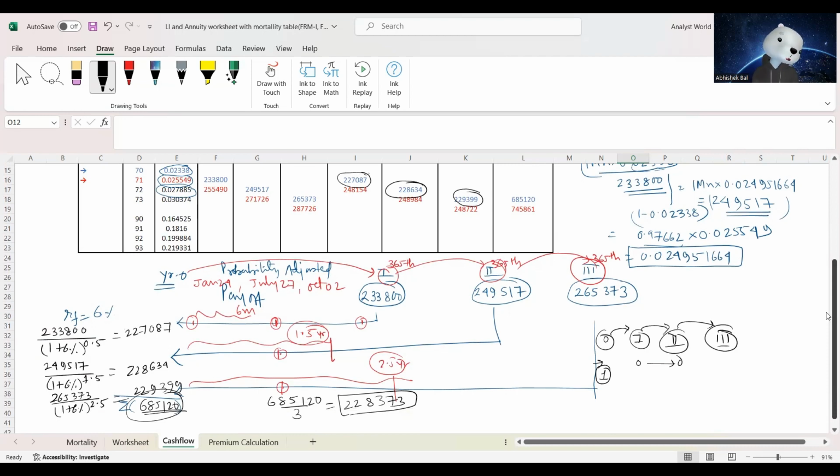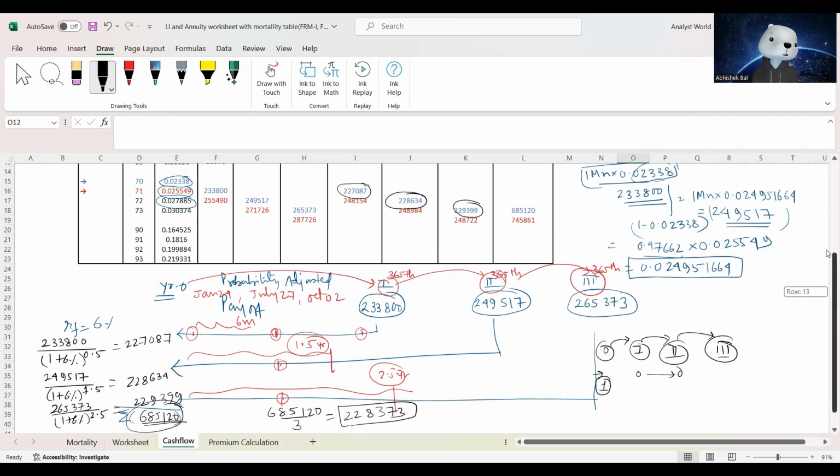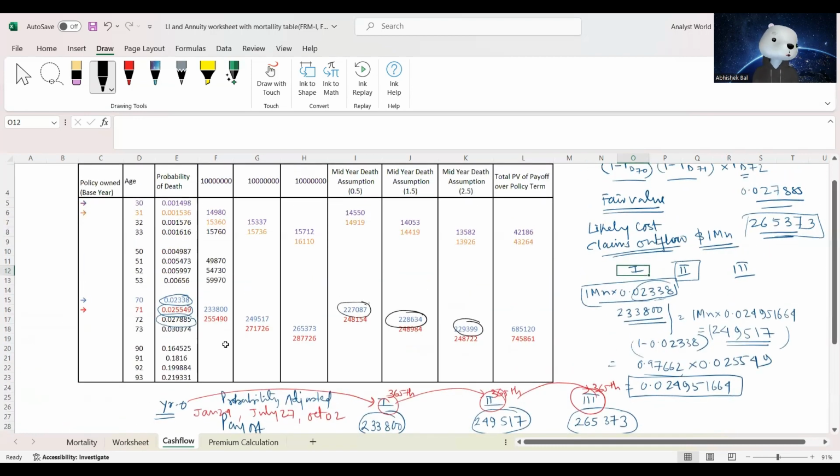And what is the probability that he might survive the first year? Well, that is 1 minus the unconditional probability of death, just the way we did it. So 1 minus 0.022338.